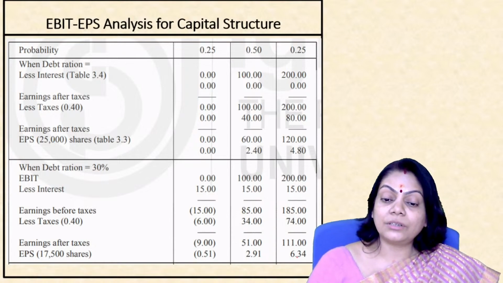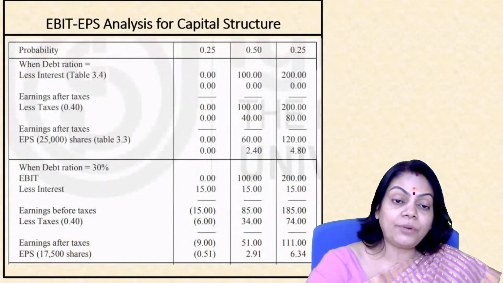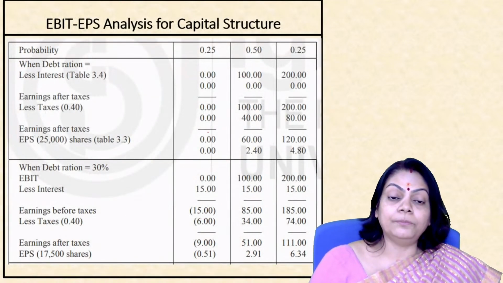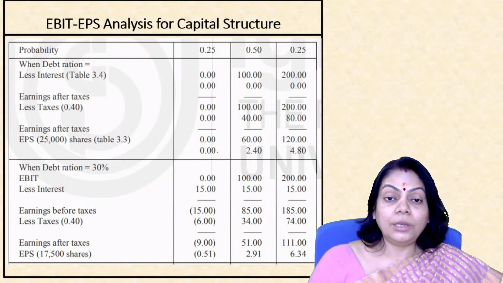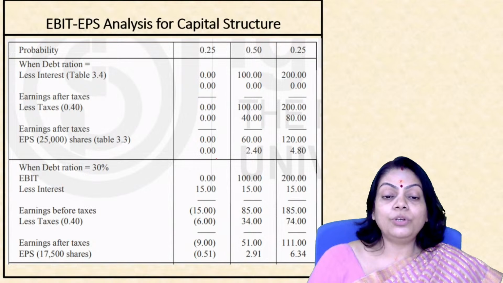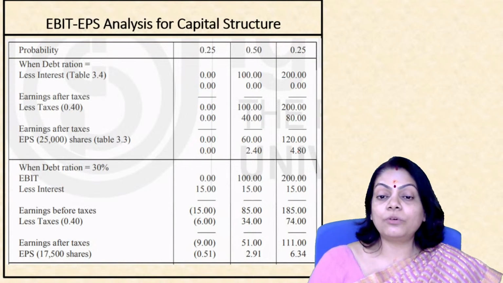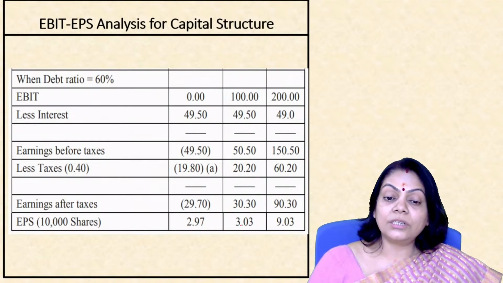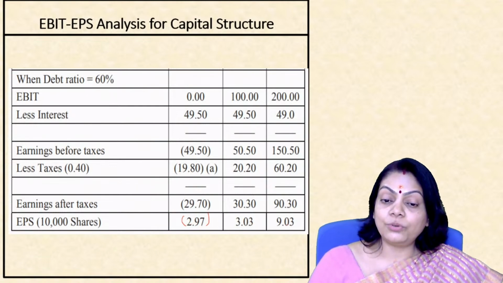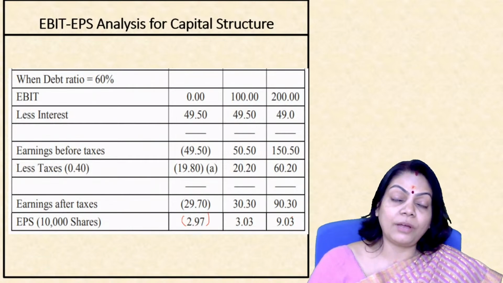Now this 6.34, and the point I am trying to make is, if there is no debt, there is a probability that your EPS could be 0, could be 2 rupees 40 paise, could be 4 rupees 80 paise. Now the same thing, it could be this or this, and in the last case it could be this, could be this. This is negative, by the way, this is minus 2.97. And this could be 3.03 or 9.03 if you have 200 rupees.